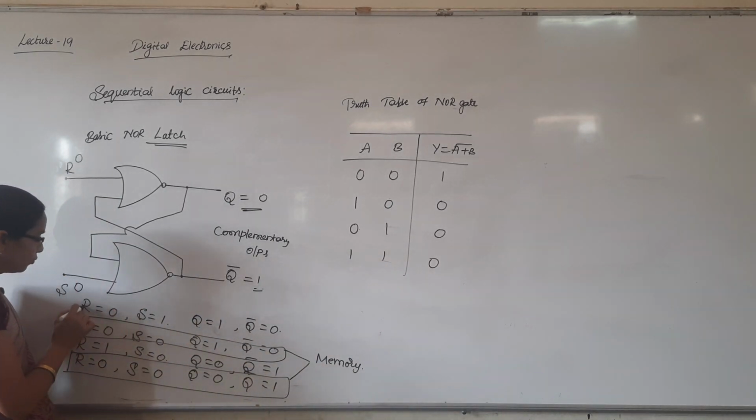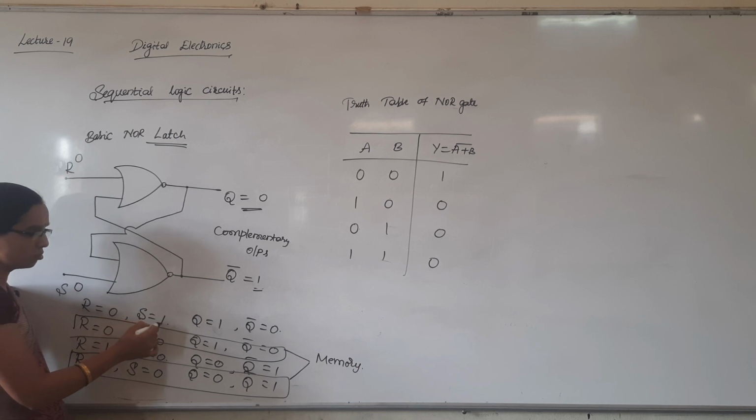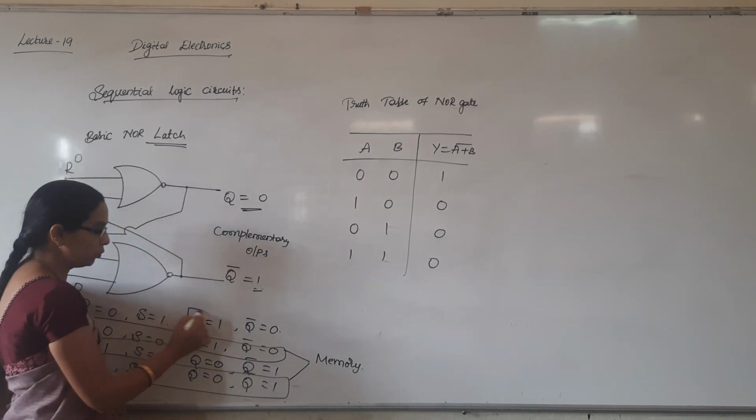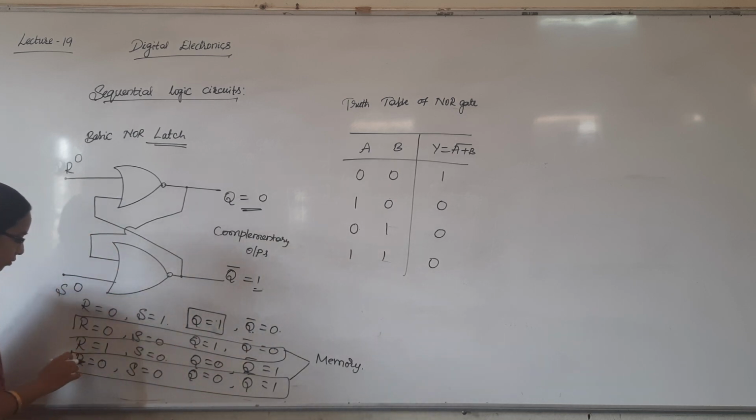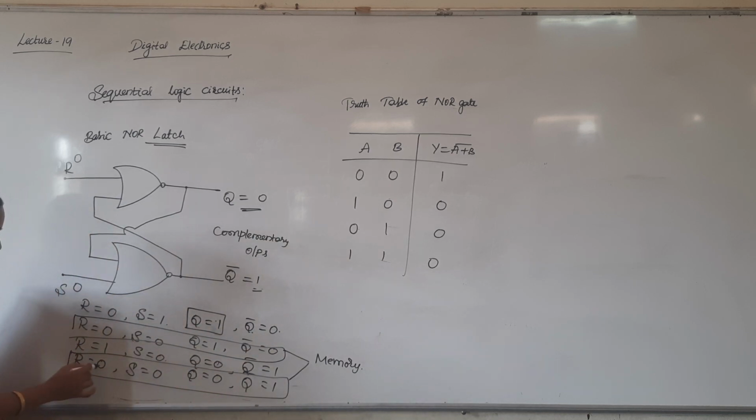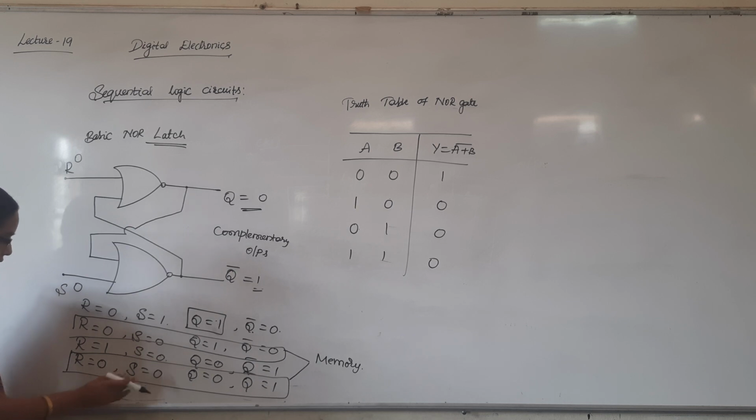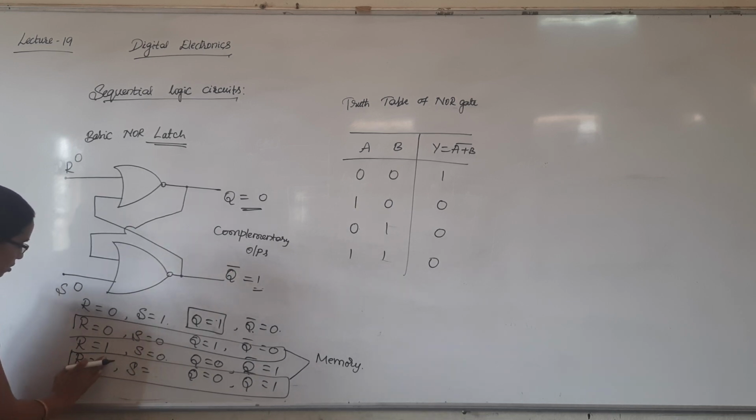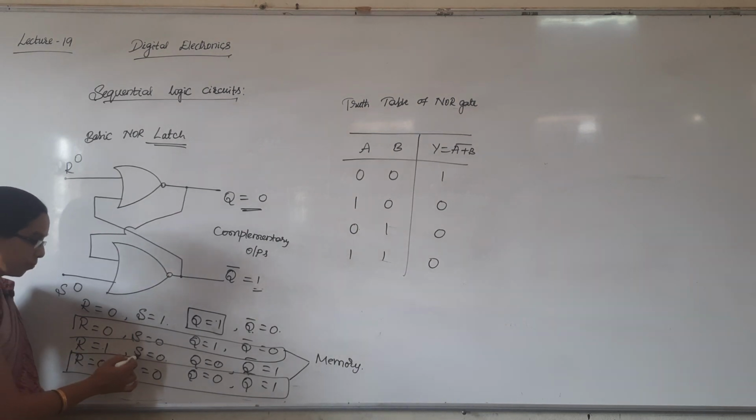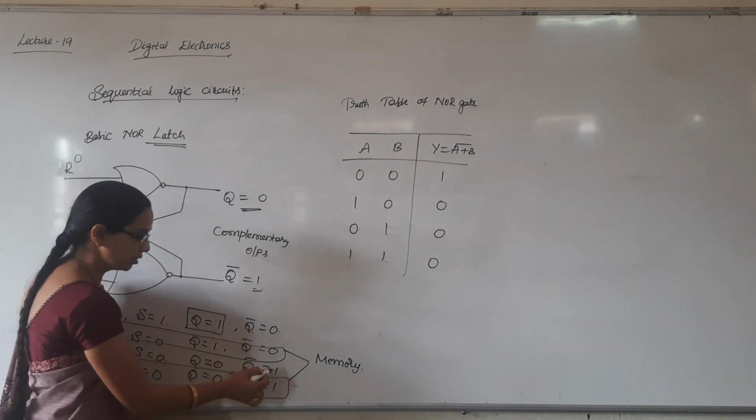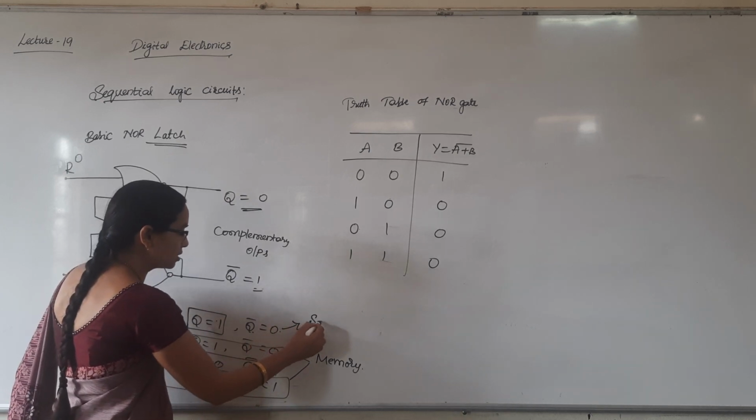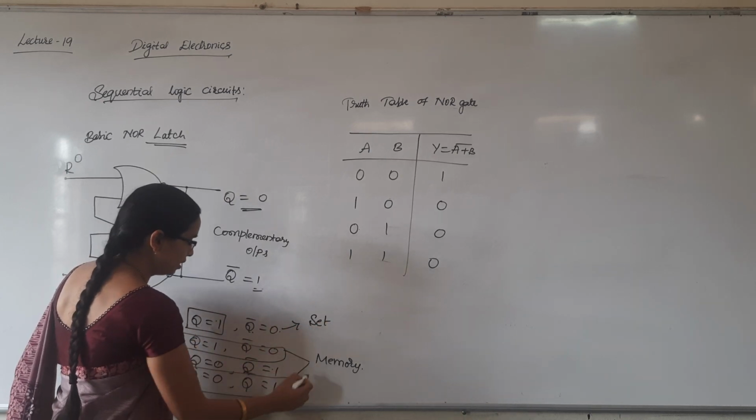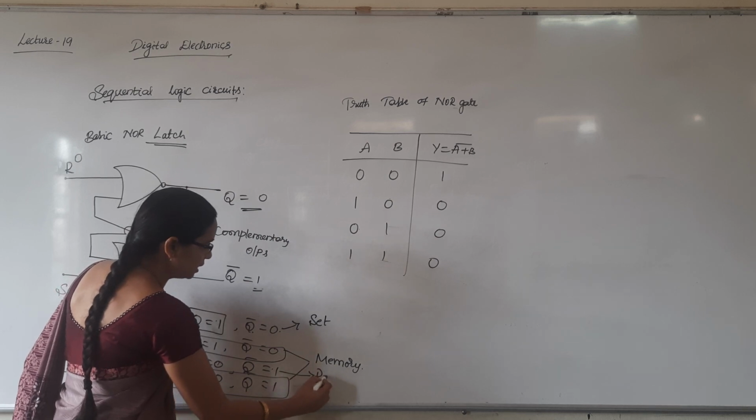Whereas, when you made R is equal to 0, S is equal to 1, the Q is set to 1 and Q bar to 0. When you made R is equal to 1 and S is equal to 0, Q is set to 0 and Q bar set to 1. So this is called the set state and this is called the reset state.